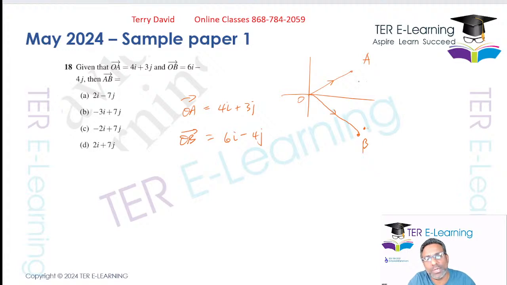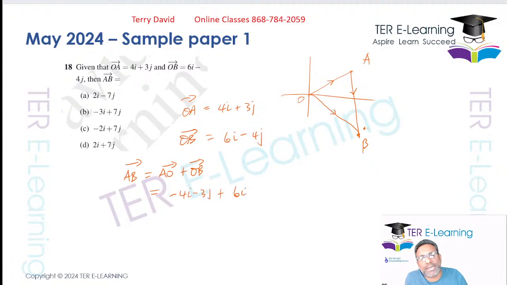The question wants us to work out the vector AB. So that's this vector here. The vector AB is equal to AO plus OB. The vector AO is going to be negative 4i minus 3j, plus OB, plus 6i minus 4j. So minus 4i plus 6i gives me 2i, and minus 3j minus 4j gives you minus 7j. So the answer is going to be E. The answer is E.